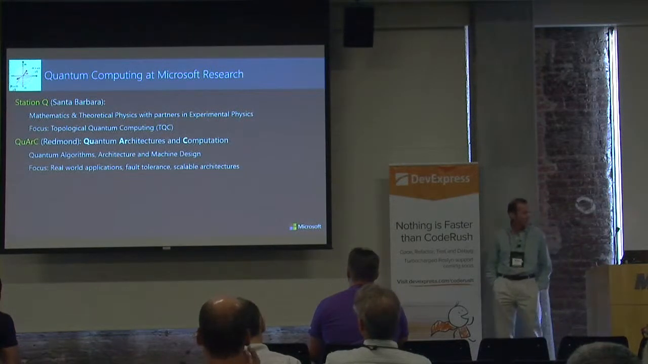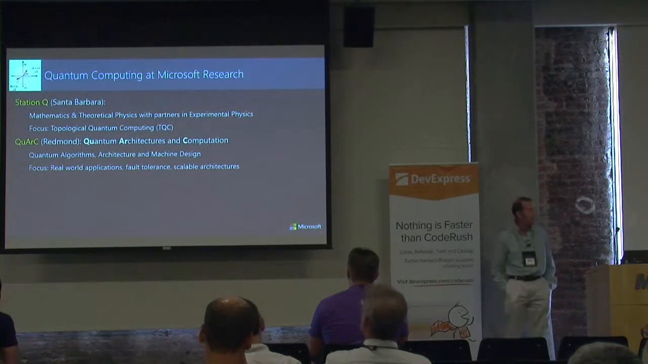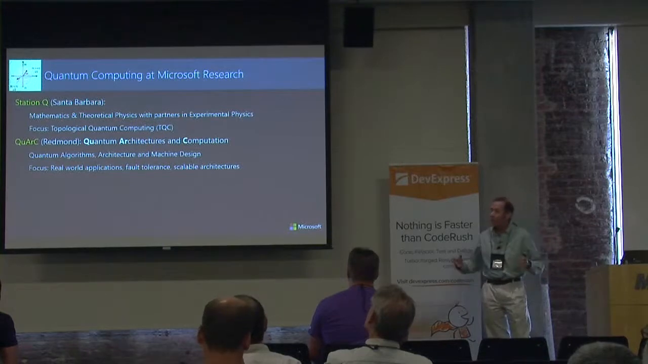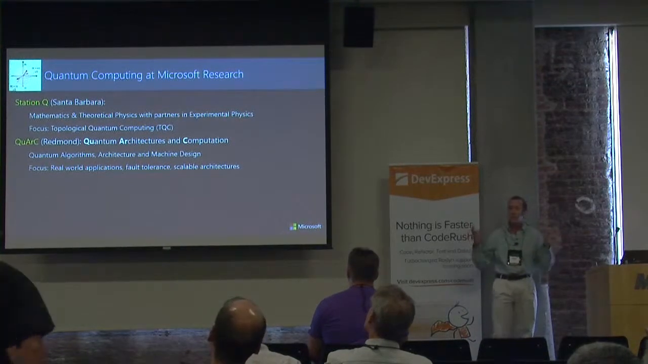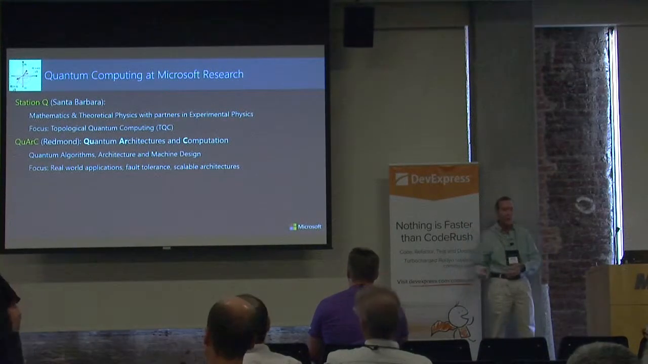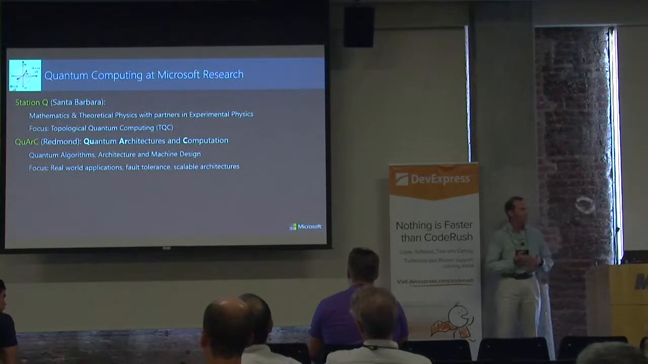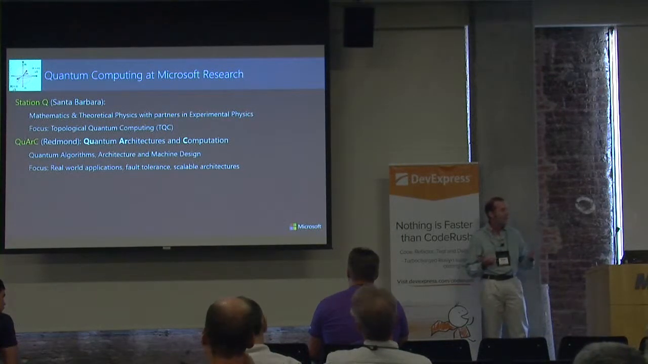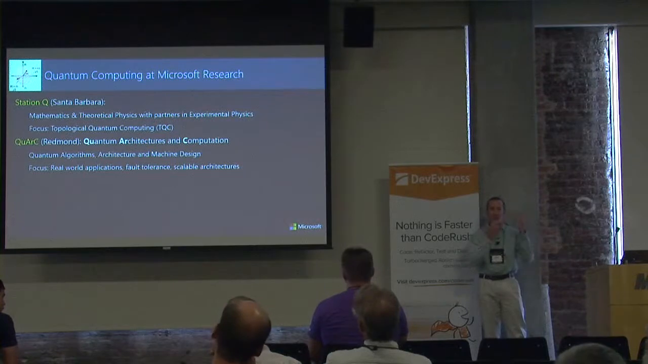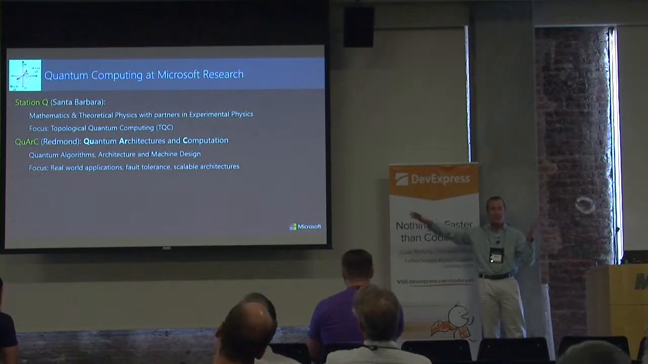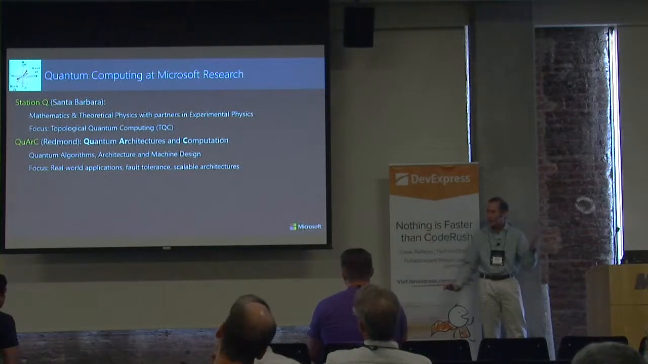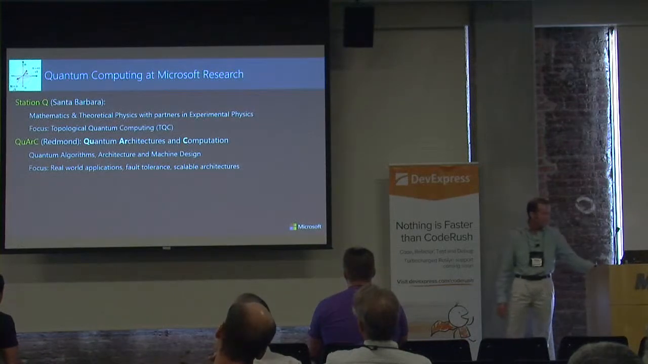Quark, which is the team in Redmond, does quantum architectures and computation. This group worries about the top level, the algorithms. What are you going to use a quantum computer for? How are you going to design it? What's the architecture, the engineering laid on top? The team at Santa Barbara is working on the theory behind it, and then the experimentalists are actually building the experiments to see what we can make today, and where we can build it for tomorrow.